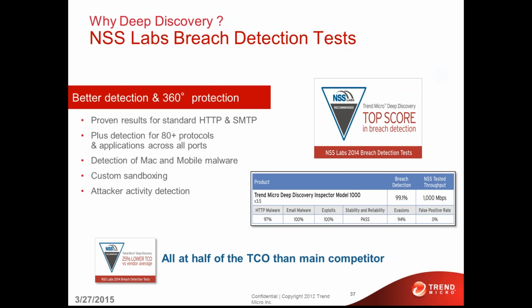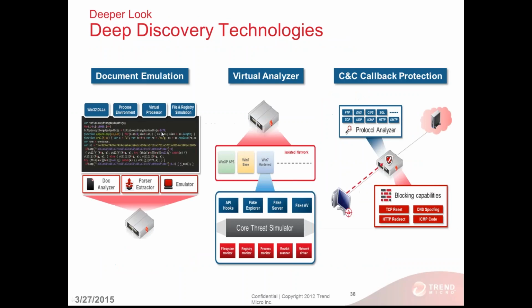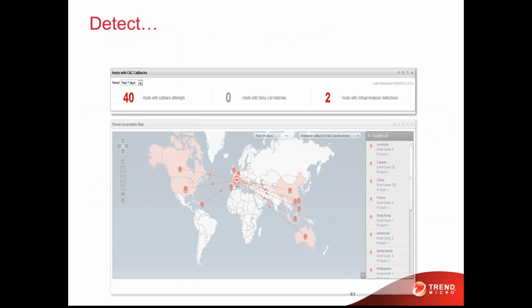And this just highlights some of the different analysis we do. So emulation, static code analysis, then we have the virtual analyzer, which creates environments that files will detonate in, and then there's some basic blocking with the TCP resets, DNS spoofing, etc. But it's better if you output to a third-party appliance to be able to do the blocking inline. Okay?